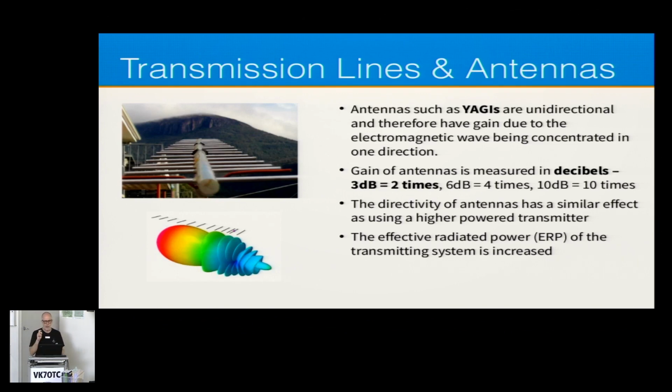Now the fact it's logarithmic, the one thing you need to know and remember is if I say it's got 3 dB of gain, it's 2 times the gain. 3 dB, 2 times the gain. And because it's logarithmic, we get to 10 dB and it's 10 times. So if I say that particular antenna's got 3 dB of gain and I'm putting 10 watts into it, what am I getting out of the front of it? 20. Correct.